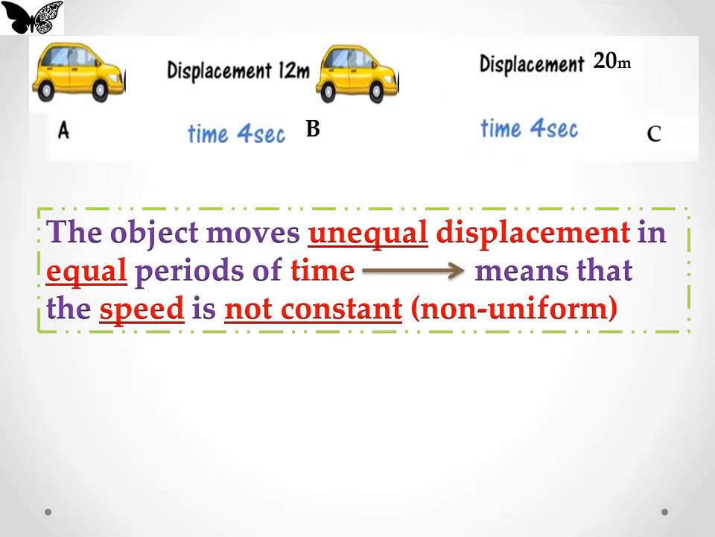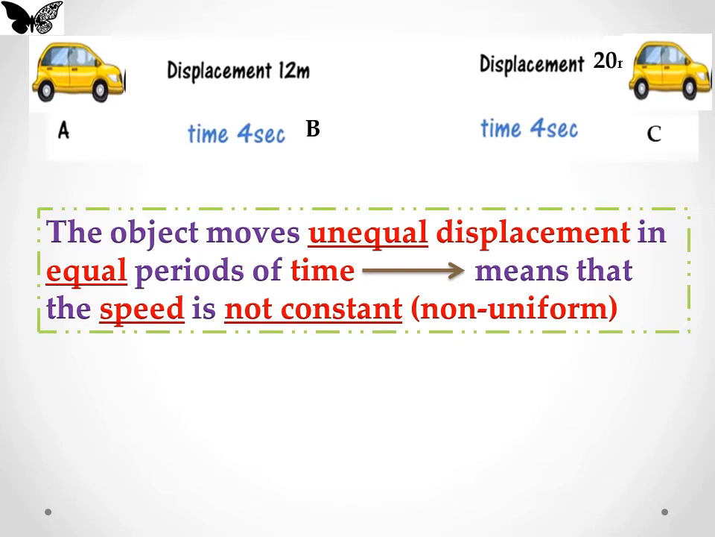So looking at this example, my car covered a displacement of 12 meters from point A to point B in 4 seconds, while it covered a displacement of 20 meters in the same 4 seconds from point B to point C. This means that the speed of the car is not constant.